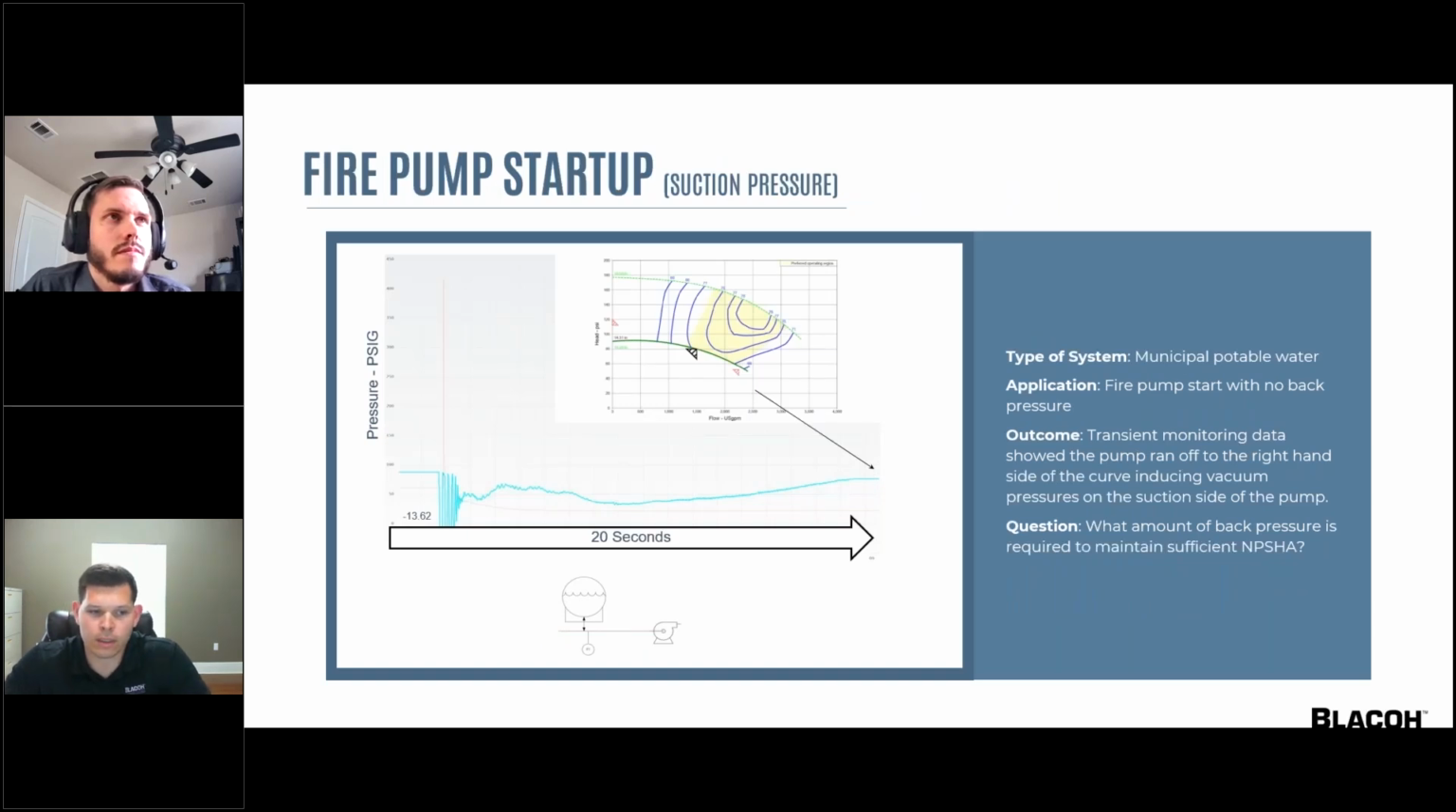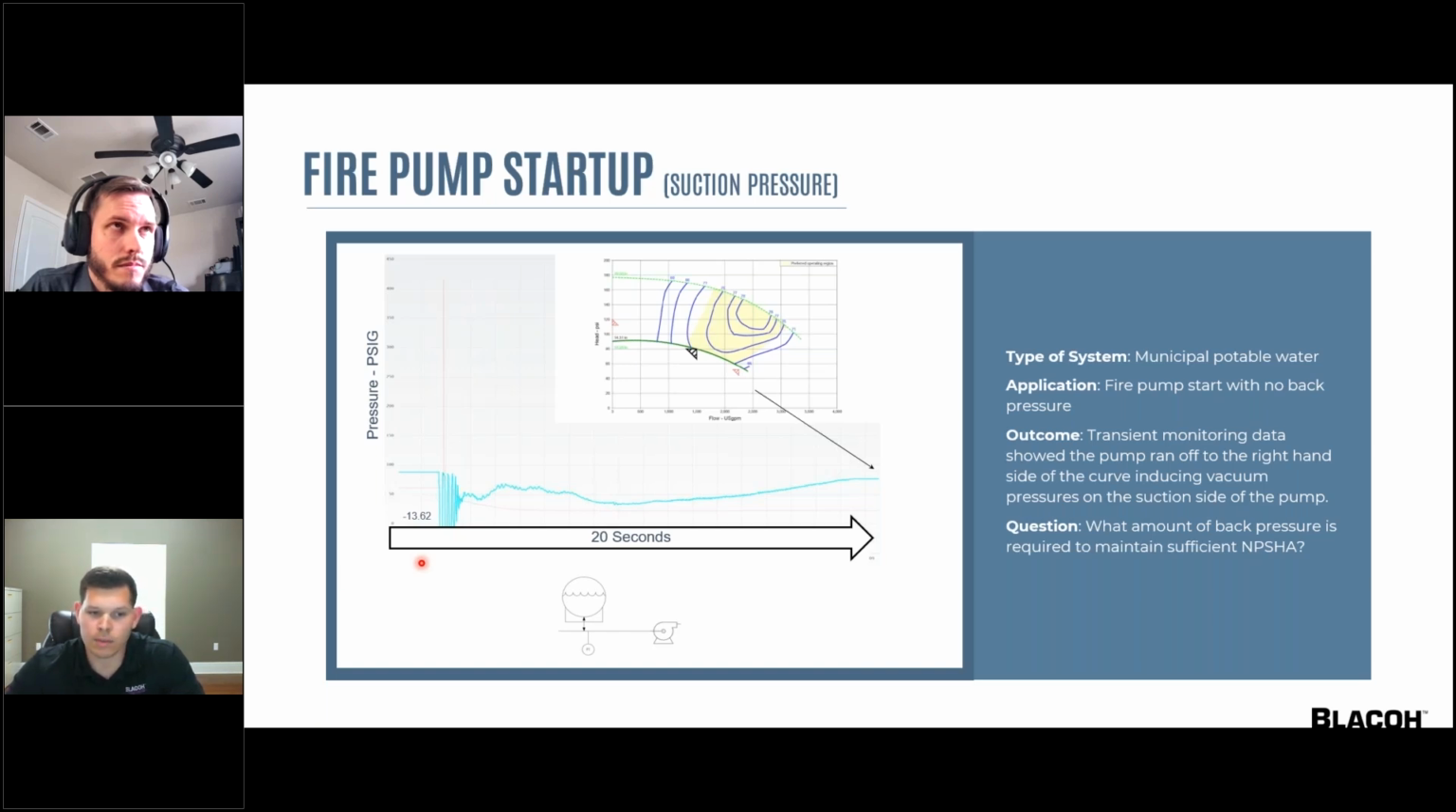Okay, this next example is also a fire pump. This is a municipal potable water system. Our sensor is on the suction line at the base of the surge vessel, and the fire pump is started with no back pressure on the discharge line. So you can see at startup, the pump went off the right-hand side of that curve, which drained the vessel and also pulled a large vacuum on the suction line. You can see the pressure just oscillating rapidly as that pump is starving and trying to keep up.